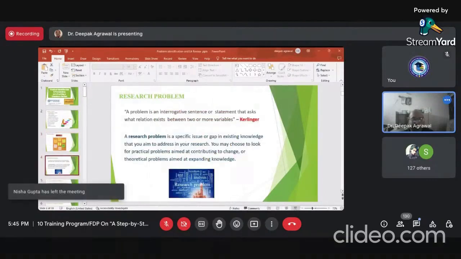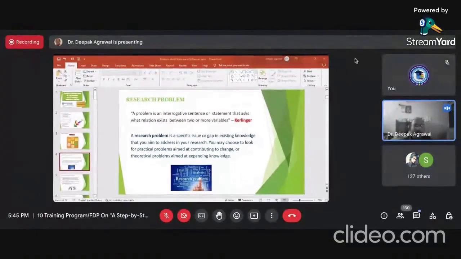Now let's identify what a research problem is all about. As per the words of Kerlinger, it is an interrogative sentence or statement that asks what relation exists between two or more variables. In a simple way, we can say that a research problem is something which tries to identify the research gap which is available in the various research papers.